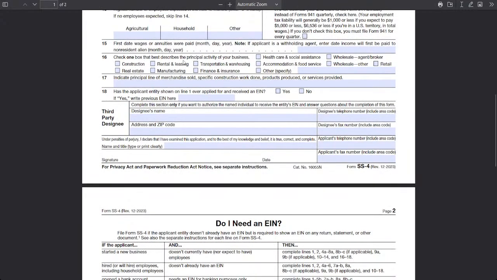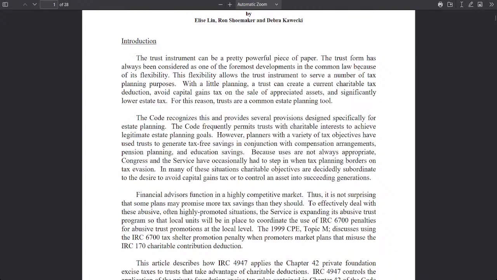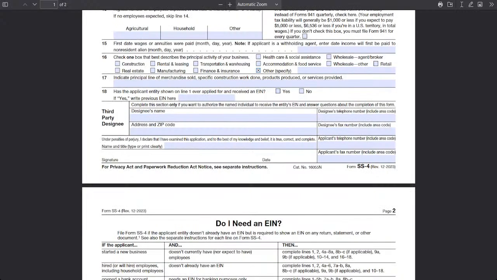Check one box that best describes the principal activity of your business, right? I'm gonna click other because I don't like any of this stuff. Real estate, manufacturing. I'm gonna go back to what the IRS was talking about. Flexibility allows the trust to serve a number of tax planning purposes. Tax planning, asset protection. There's a number of them. What's the principal activity? What is it doing?